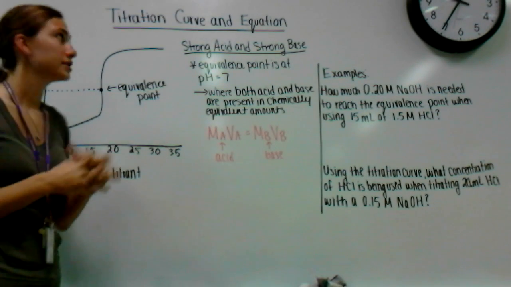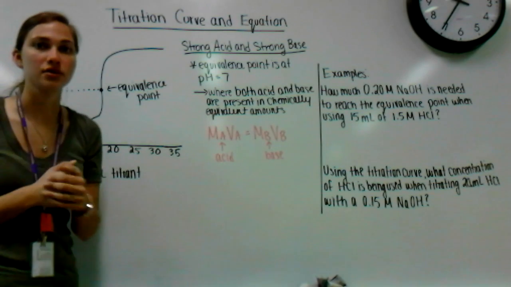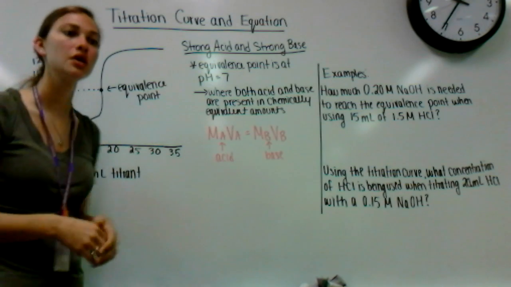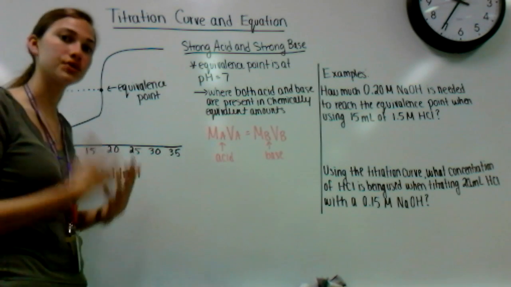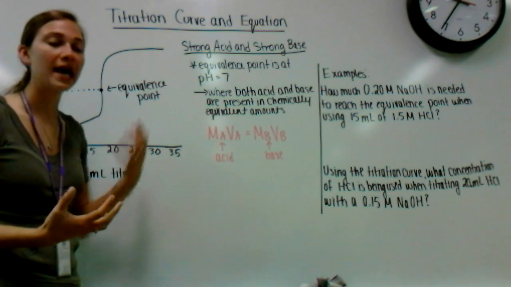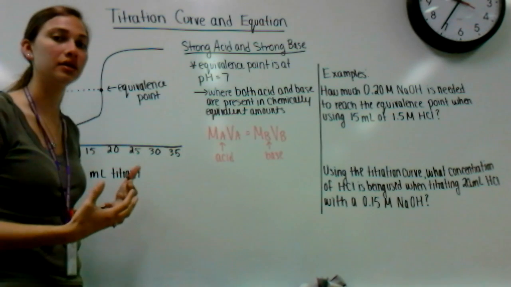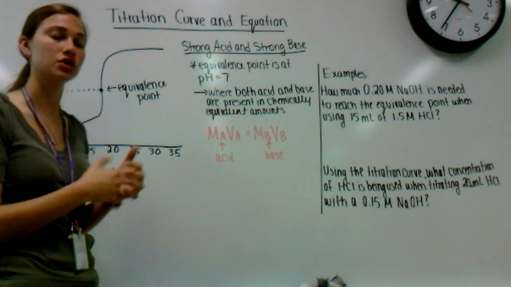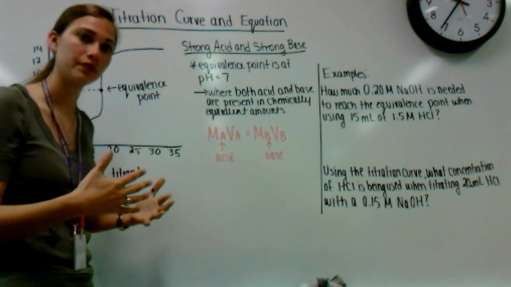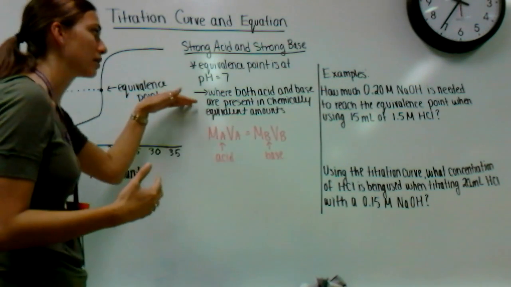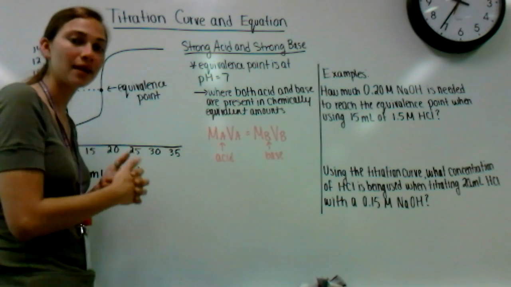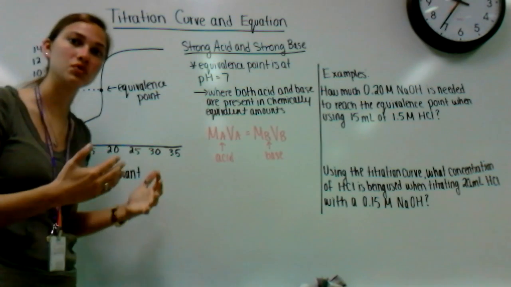We're going to talk about titration curves and the equation that goes along with this. Now, when we're talking about titration curves, we're talking about acids and bases. So what a titration is, you are taking a certain concentration and volume of an acid and titrating it with, so putting in, a strong base into the acid so you can reach the equivalence point. Now, the equivalence point is where both acid and base are present in chemically equivalent amounts. When this happens, you will reach a pH of 7 because that's when it is neutral.